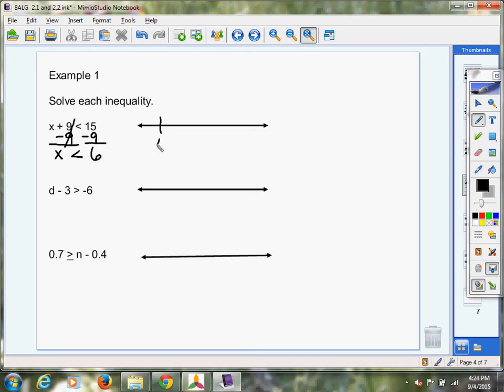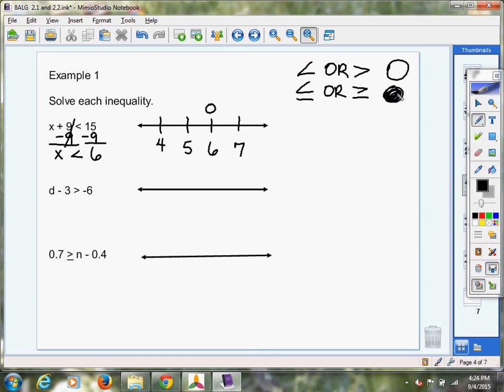So you might want to do 4, 5, 6, 7. That'll be fine. And then let's do an open circle, because remember, it's not equal to 6, it's not less than or equal to, it's just less than. And if you remember from the last lesson, if it's less than or greater than, do an open circle. If it's less than or equal to or greater than or equal to, do your closed circle, your filled in circle. You may want to put that as a reference on the top of your notes, okay?